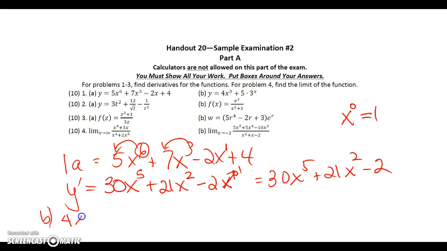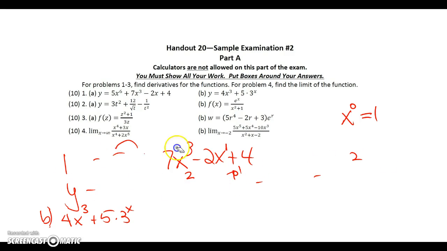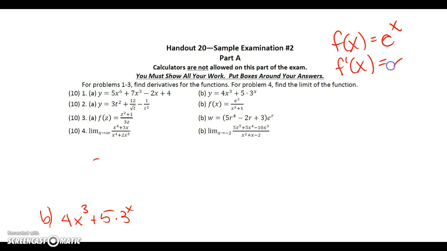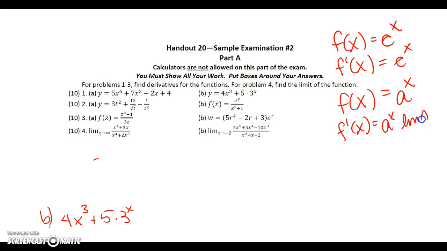It says 4x to the 3rd plus 5 times 3 raised to the x. So we have an exponential function there. What I did was I went back and double checked how to do derivatives of exponential functions. If f of x is e to the x, then f prime of x equals e to the x. And if f of x equals a to the x, so that's some number a, f prime of x equals a to the x ln of that constant.